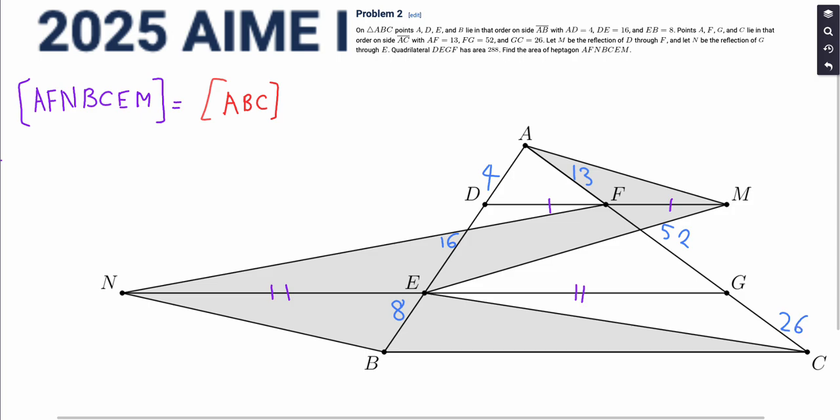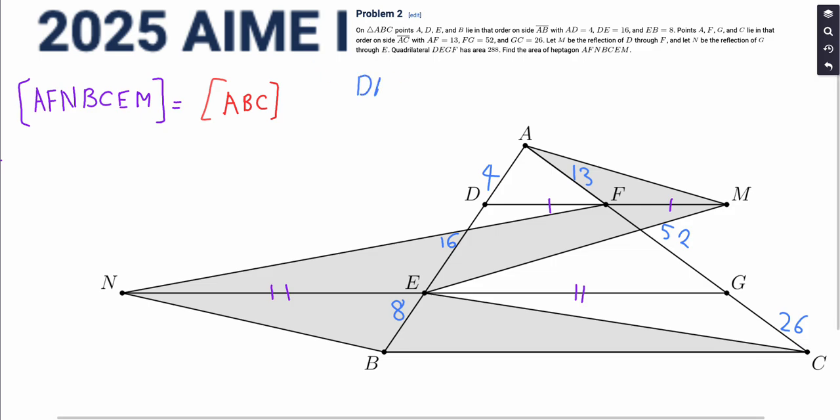And so before we move on from here, the biggest thing to realize is that the sides are in a particular ratio. So 4 to 16 to 8 is the same as 1 to 4 to 2. 13 to 52 to 26 is the same as 1 to 4 to 2 as well. And so this should make us think of similar triangles. By SAS similarity, DAF is similar to EAG, which is similar to BAC. And so I'll go ahead and write that down.